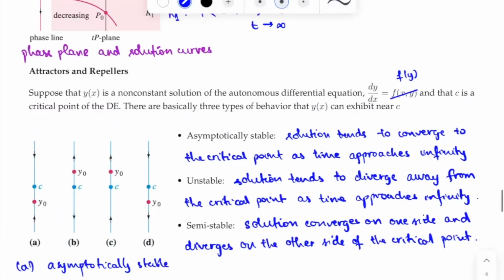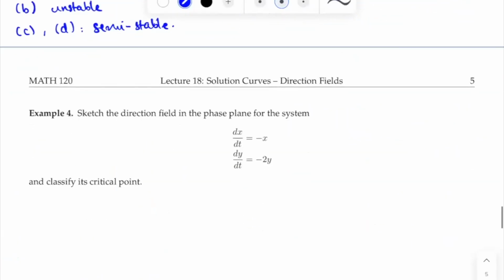So keep in mind that I'm going to look at how to find critical numbers or critical points, and then classify the critical point using these three properties. Is the critical point asymptotically stable, unstable, or semi-stable? Okay. So let's move on to example 4.